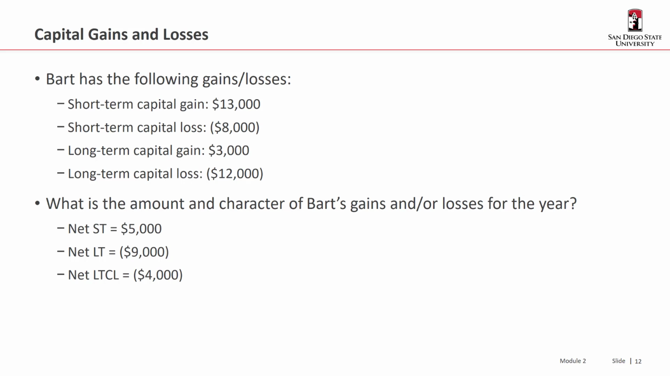Now, Bart is an individual, so let's think about how that's going to be treated. He's going to be able to deduct $3,000 of that loss, and then he'll have a carry forward net capital loss of $1,000 so that hopefully he'll generate some capital gains next year to be able to offset that with.